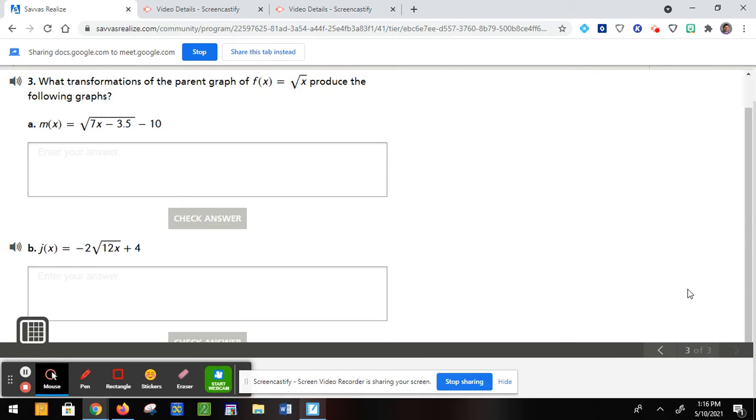All right, you've got 2 examples to try here, so pause it, try them, and come back and check your answers.